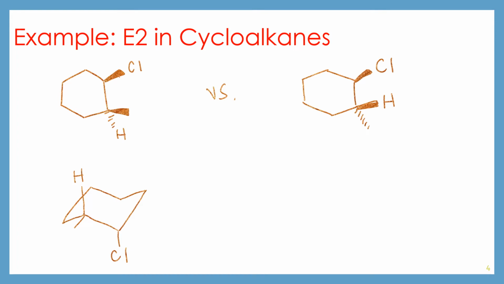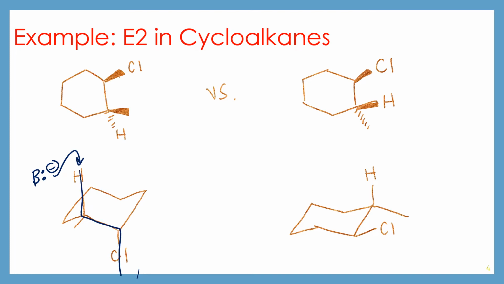In the first molecule, the hydrogen and the chlorine are able to both be axial, and this is actually the ideal scenario. The base can come to pull off this proton, and the hydrogen and the chlorine both being axial puts them within the same plane and opposite of each other. So this is the definition of anti-periplanar. So we can form a double bond there and kick out the chlorine.